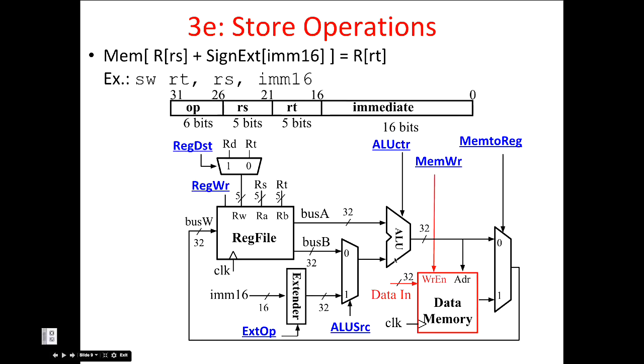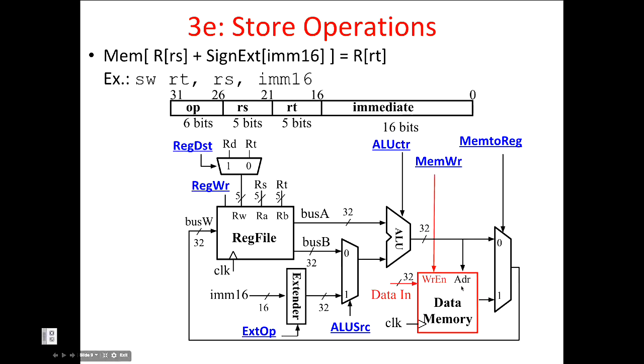Once we have that sign extended immediate and the value in RS, we're going to set ALU control to be doing addition. We're taking the base address stored in the register specified in bus A, and adding on the sign extended immediate. Once we have those two values, that gives us the memory address to which we're going to write. So that's what this line right here, going to adder, will do.